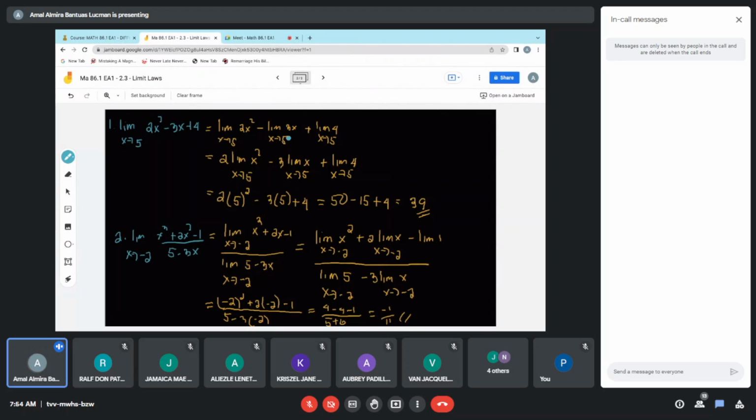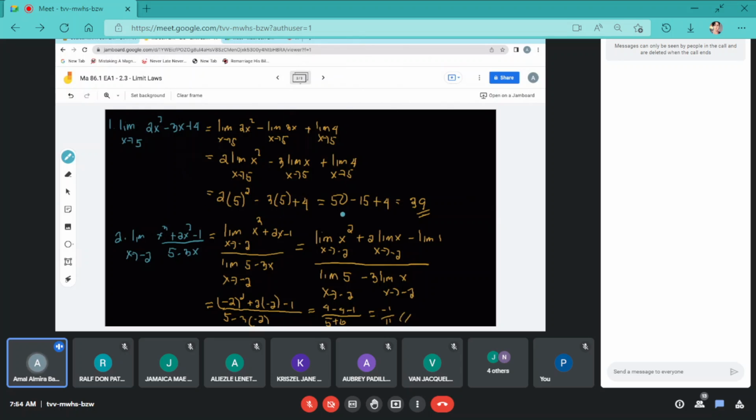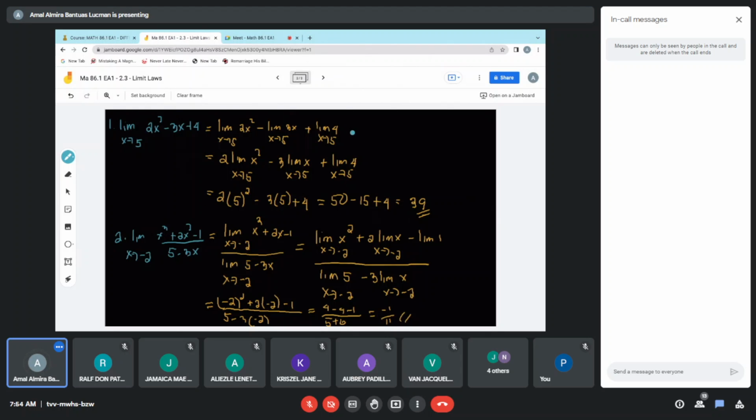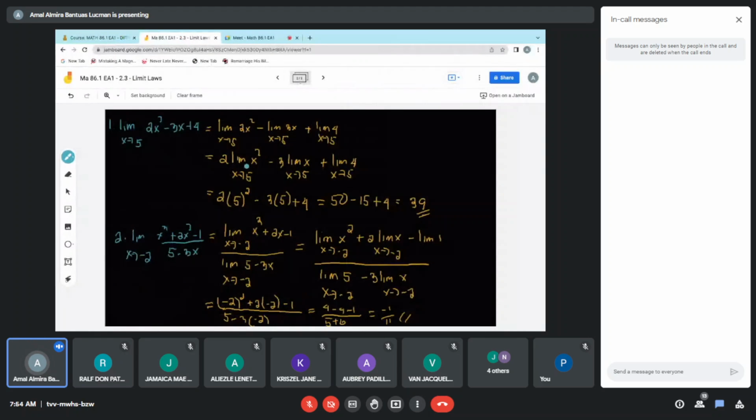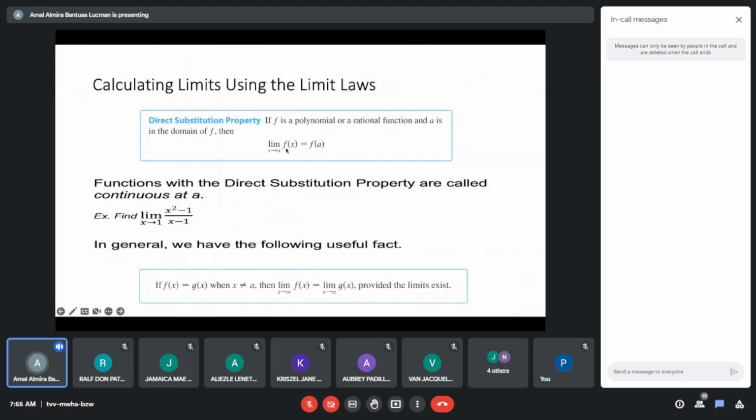But notice that it is tiring to write all of that if the function is complicated. We can skip those steps and directly, since 5 is in the domain of our function, we just substitute it here. Instead of x, we substitute the a, and we get the same answer, so we skip those steps so long as a is in the domain. That is what we call direct substitution. We don't have to go through step one and two. We just substitute directly because f is a polynomial or a rational function. Do you understand, class?